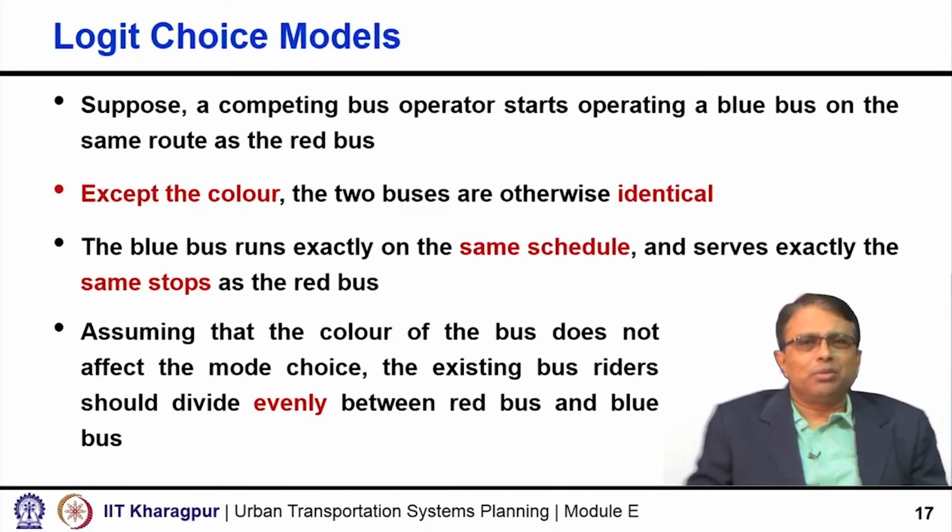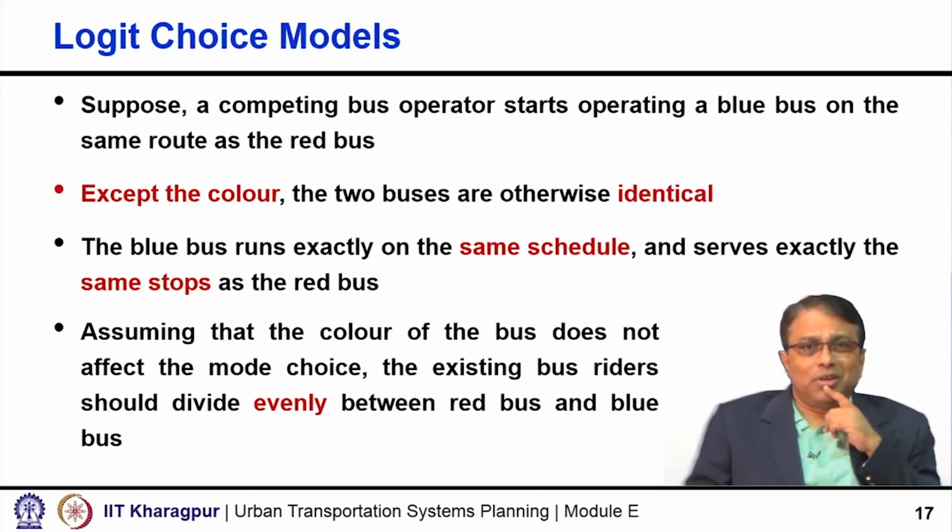So, what you expect is that the probability of using drive alone will be 0.5, the probability of using the red bus, which was earlier 0.5, will now become 0.25, and the probability of using the blue bus will be 0.25. Basically, the bus demand will get distributed to these two buses, 0.25 and 0.25, and drive alone will remain 0.5.